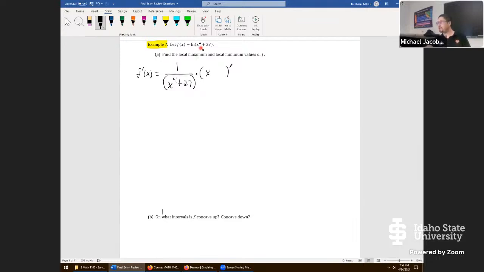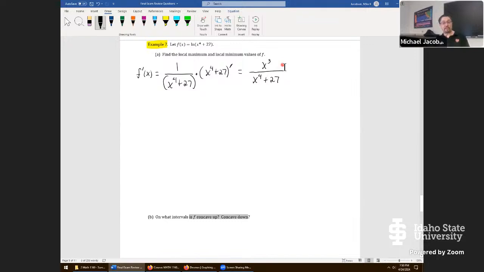It'll go here and here. Now, when I differentiate this, this is just going to be an x cubed, and I will just multiply it up into that numerator. 1 times x cubed just gives the x cubed. It's divided by x power 4 plus 27. And the first derivative is not too bad, but notice we also want concavity.